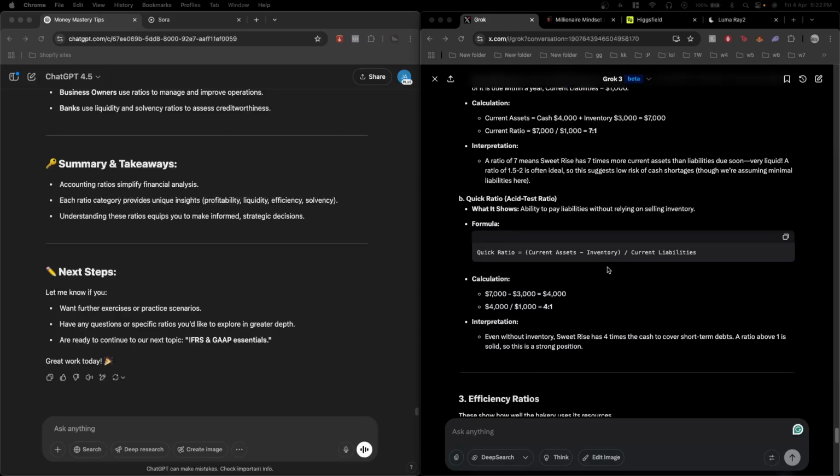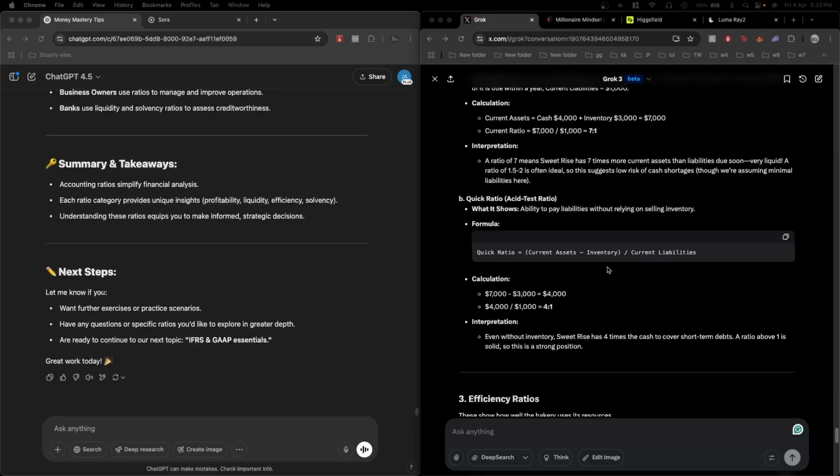And next we have the quick ratio, also known as the acid test ratio. So what does this show? It shows the ability to pay liabilities without relying on selling inventory. So the formula used is quick ratio equals your current assets minus your inventories divided by your current liabilities.